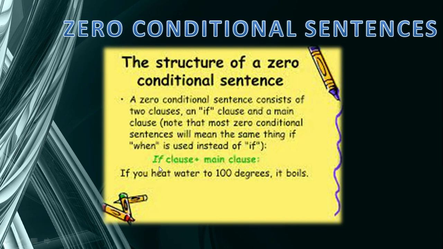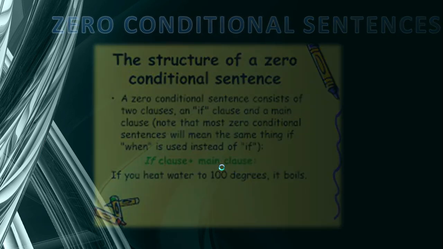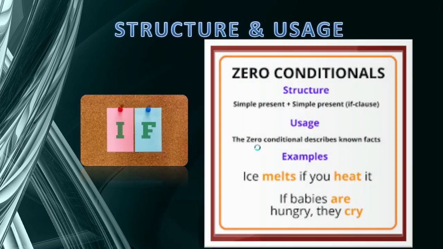So in zero conditional we have the if clause plus the main clause. Look at the example. If you heat water to 100 degrees, it boils. It means that first there is a condition that you have to heat water. This is the if clause, in which there is the condition, and then it boils. This is the main clause, in which the result is discussed. So this is an example of zero conditional. Let's see the usage and the examples.